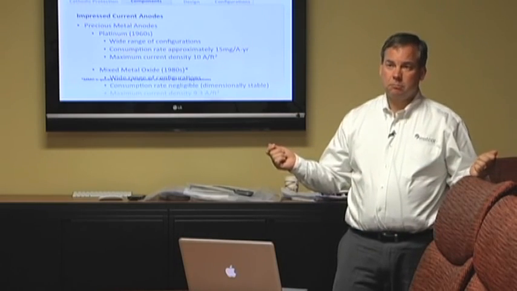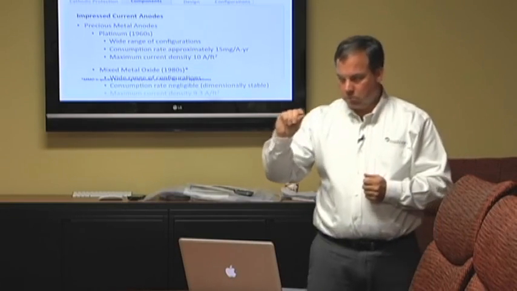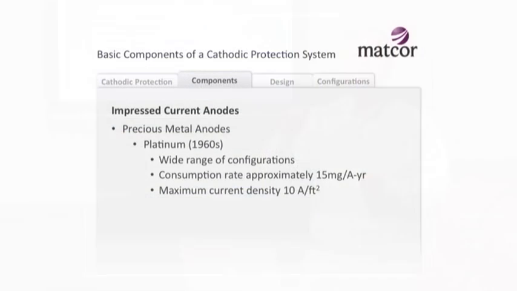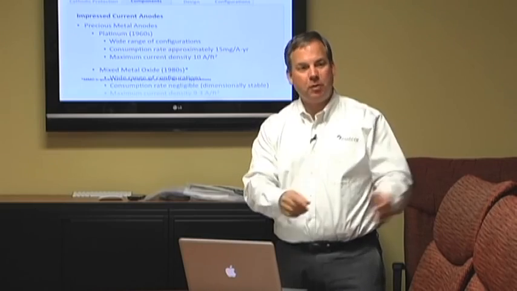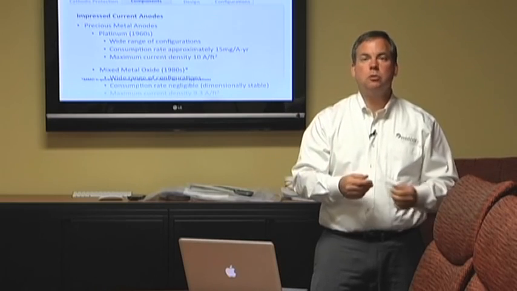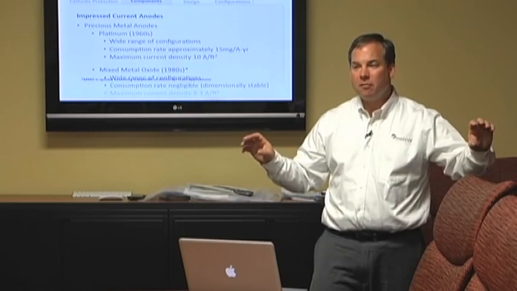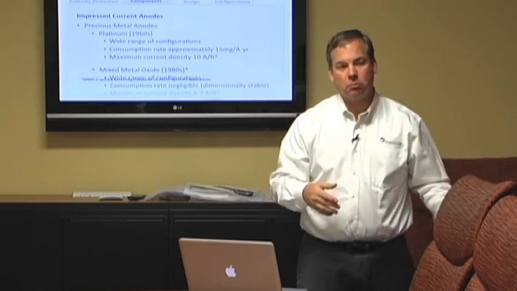Wide range of configurations. Basically, we're talking about a very thin layer of platinum, micron levels of platinum, over some sort of a substrate, some sort of a metal that holds the platinum on, that the platinum adheres to, and they consume at a rate of about 15 milligrams per ampere. So a very low consumption, not talking pounds per ampere, now we're talking about milligrams per ampere. And they can kick out 10 amps per square foot as opposed to 1 or half an amp per square foot. So I can get a lot more current off of them. I can generate a lot more current off of a smaller anode package, and it'll last longer.